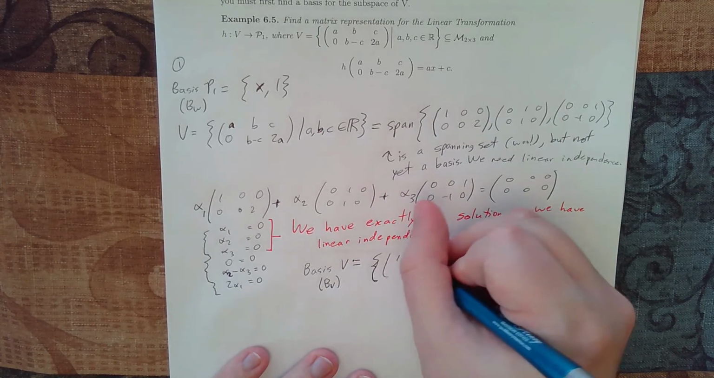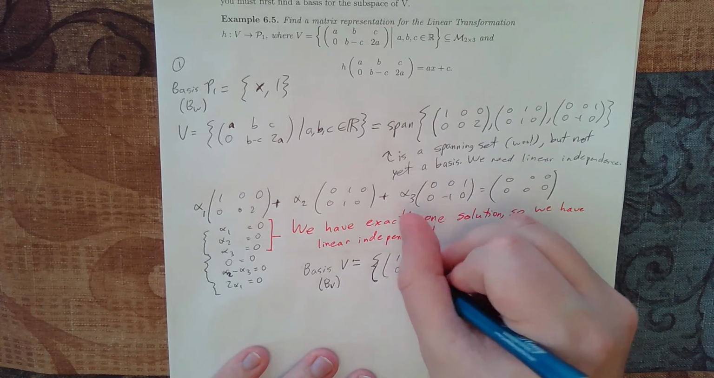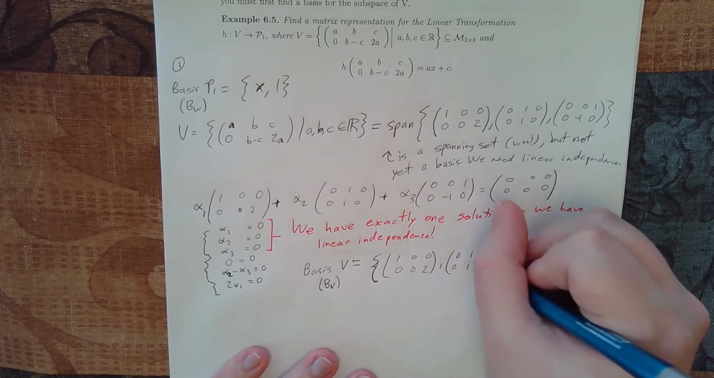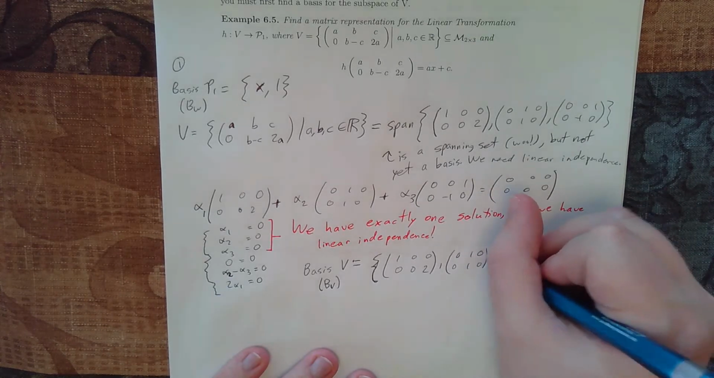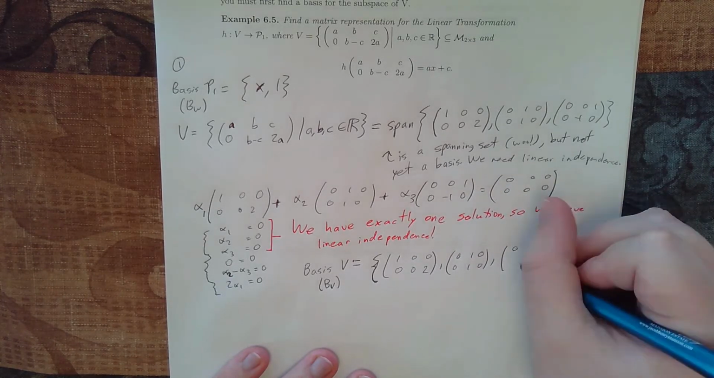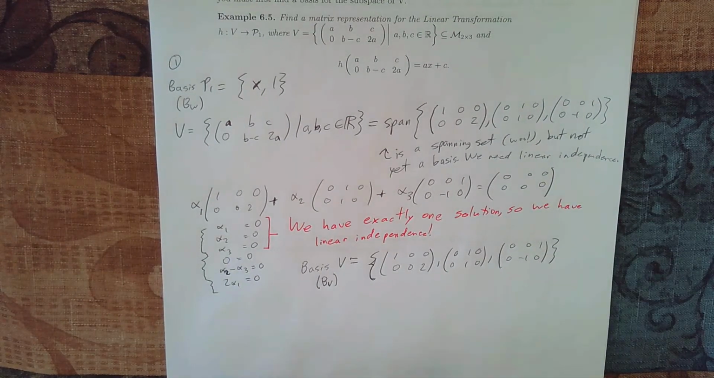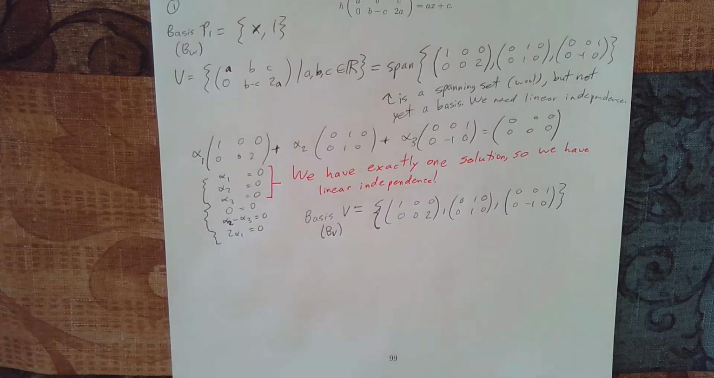So 1, 0, 0, 0, 0, 2, 0, 1, 0, 0, 1, 0, and 0, 0, 1, 0, negative 1, 0. Alright, so we've got our basis. That was just step 1.